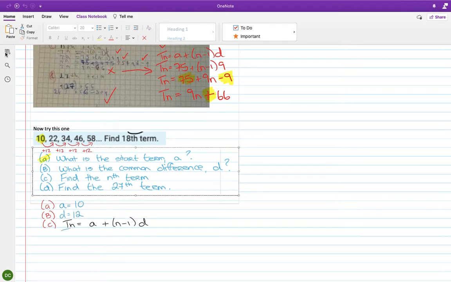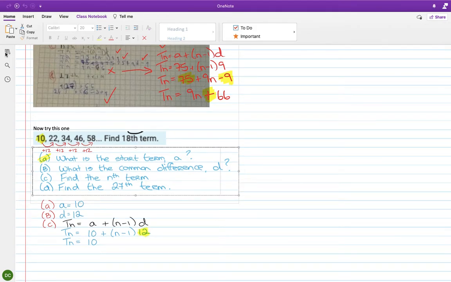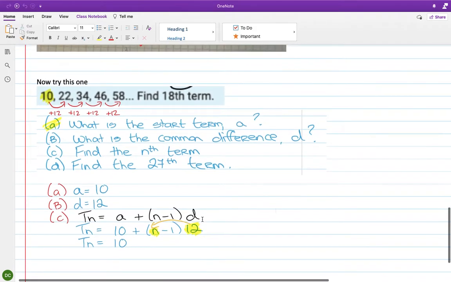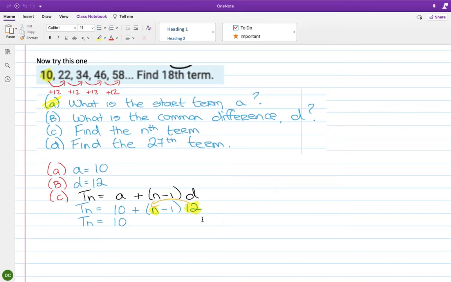Okay, so we replace the A with 10. We don't replace anything else, and the D gets replaced with 12. Okay, so the 10 is left alone, and then we take the 12 and we multiply it by the n. Zoom in a little bit there. Okay, so the 12 by the n is 12n.